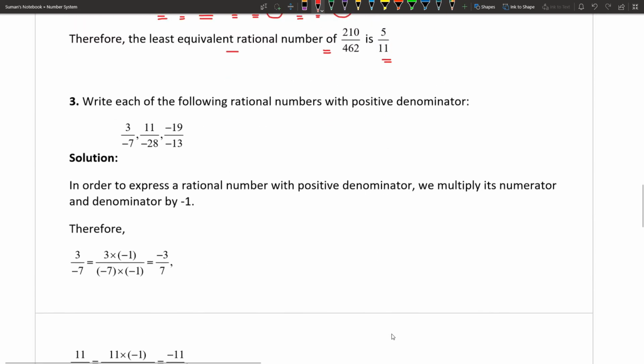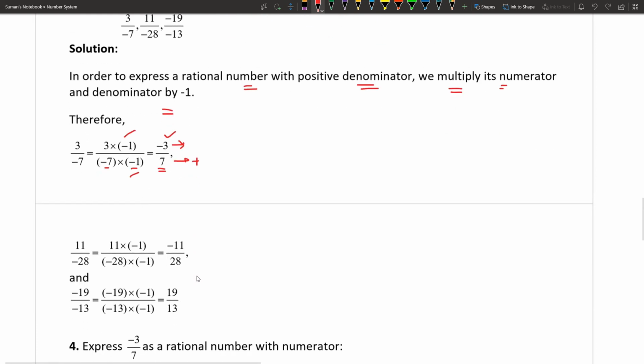Suppose the next problem: write each of the following rational numbers with a positive denominator. Just check here, the denominators are negative. So in order to express a rational number with a positive denominator, we multiply its numerator and denominator by minus 1. So for 3 upon minus 7, we multiply the numerator and denominator both by minus 1. After that we get 3 into minus 1, that is minus 3.